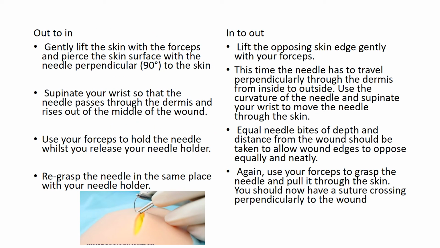So how do we do simple interrupted? To introduce the needle into the wound area, we can apply the principle of out to in to out. For out to in, this is where we gently lift the skin with the forceps and pierce the skin surface with the needle perpendicular to the skin. Then supinate your wrist so that the needle passes through the dermis and rises out of the middle of the wound. Then use your forceps to hold the needle whilst you release your needle holder. Then re-grasp the needle in the same place with your needle holder.